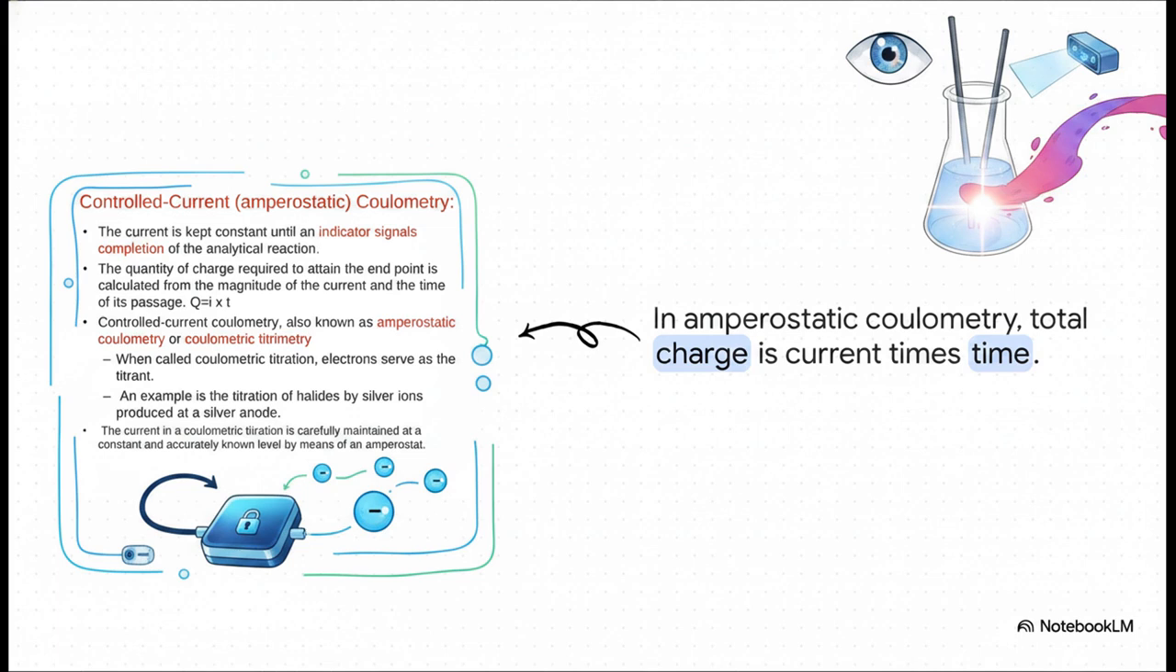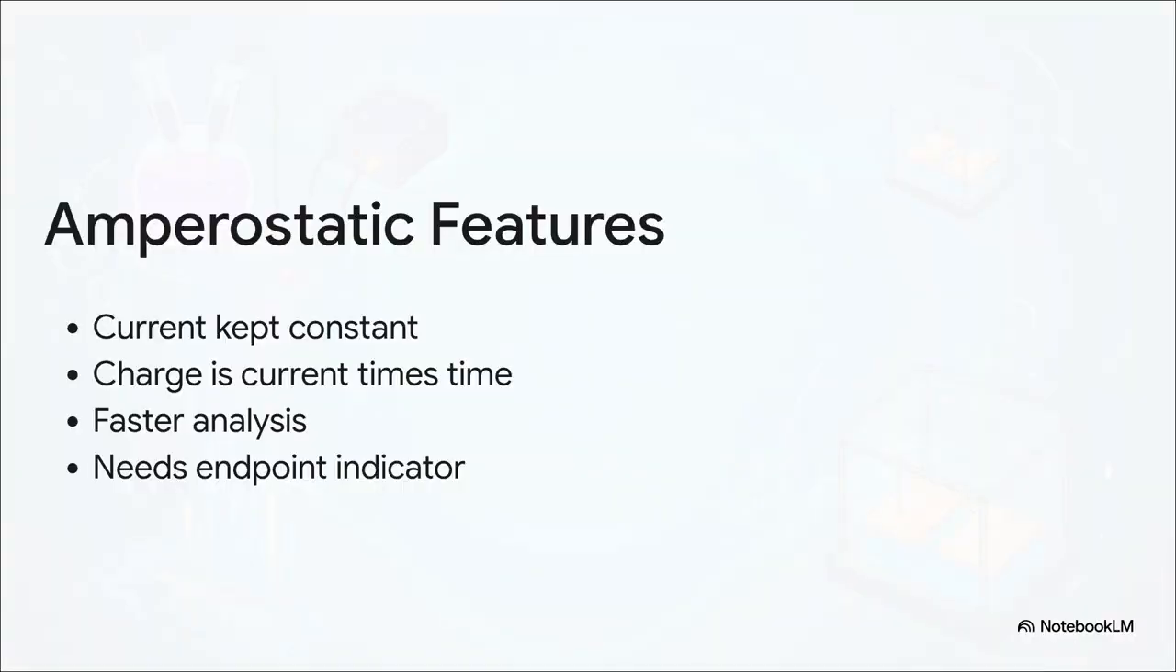But, and this is a big but, because the current never stops on its own, you absolutely must have a sharp indicator. You need something like a color change or a photometric measurement to spot the exact endpoint of the reaction. Labs absolutely love this method for its speed. Because we force a constant current, you can often get results in under 10 minutes. You literally just multiply current by time, and boom, you have your charge. The only real trade-off is needing that separate detection method so you know precisely when to flip the switch off.